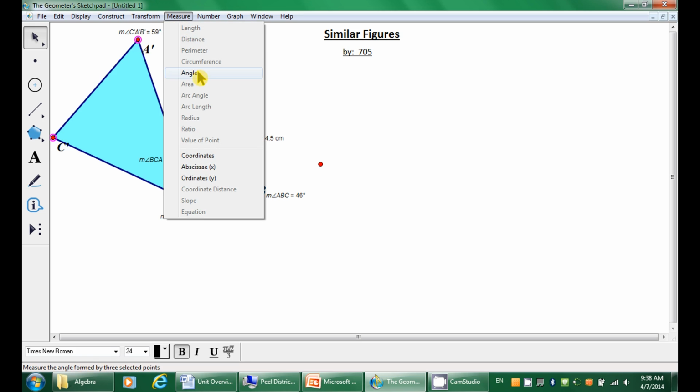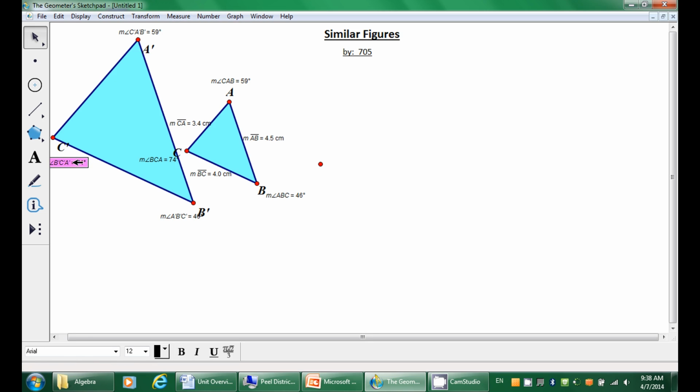Let's measure angle BCA, and I want you to notice the relationship between angle BCA, which in my case was 74 degrees, and angle B prime C prime A prime, which is also 74 degrees. These two angles are congruent. So even though we enlarged the triangle, hopefully you've come to the conclusion that we have not changed the measurements of the angles. The angles stay exactly the same.